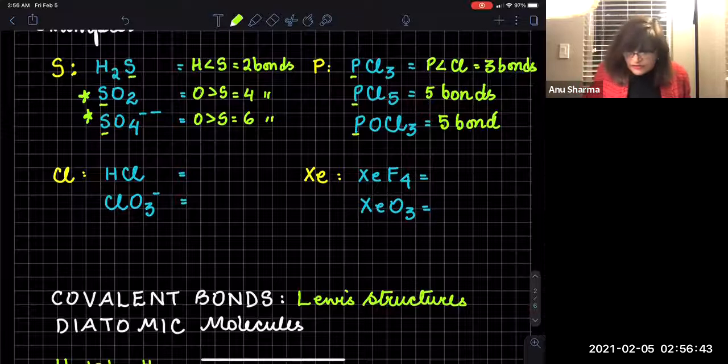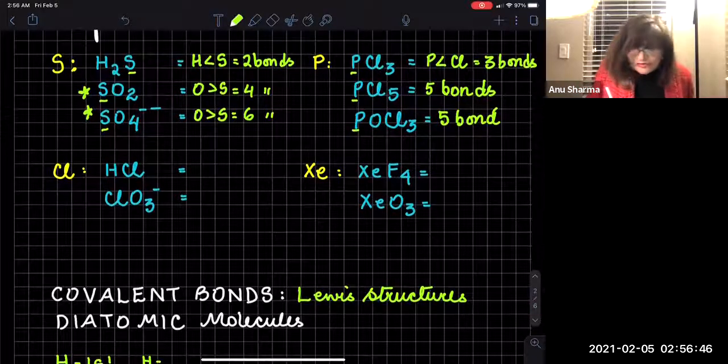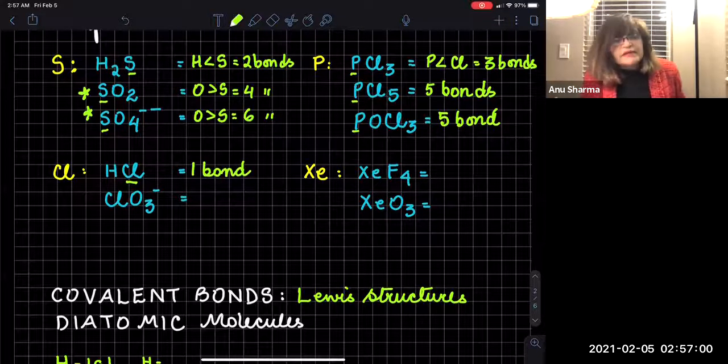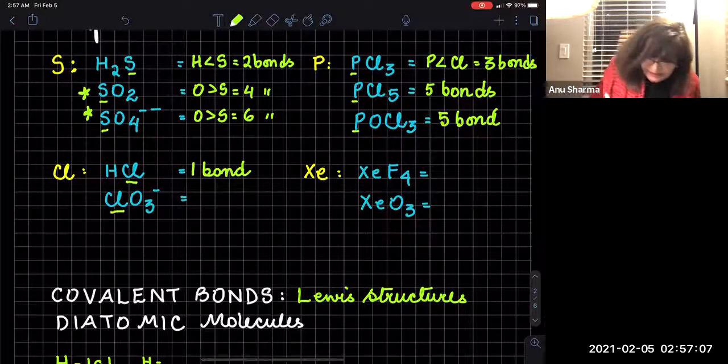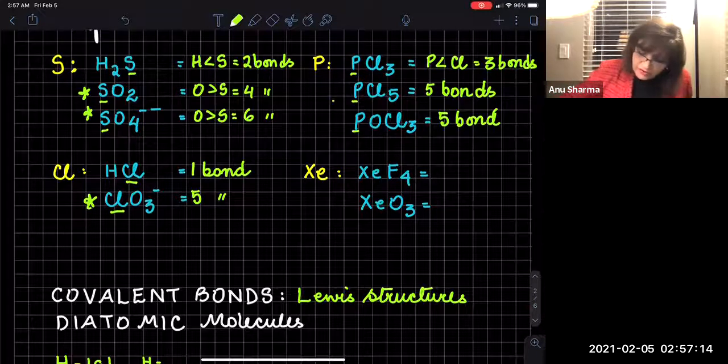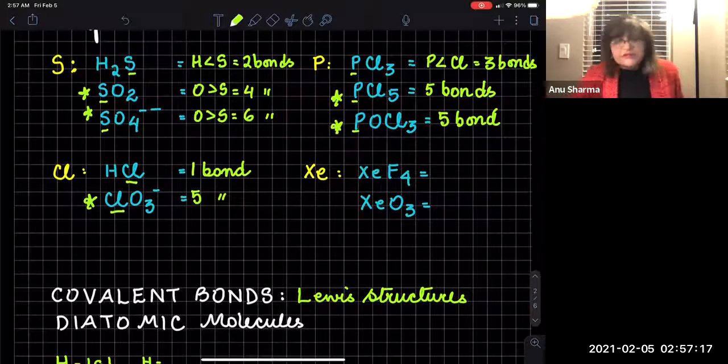Okay, now let's look at HCl. Hydrogen is less electronegative than chlorine. In this case, hydrogen only needs to make 1 bond. Chlorine can make only 1 bond. So let's focus on chlorine. Chlorine is making 1 bond. But in chlorate, we see that chlorine is making 5 bonds. So you see that chlorine is now defying the octet. So here the octet is being defied.